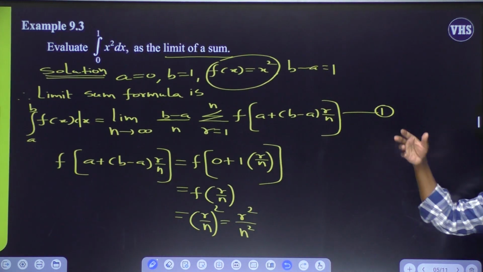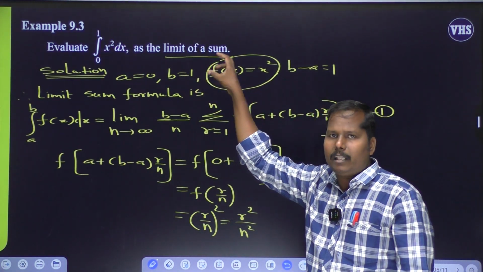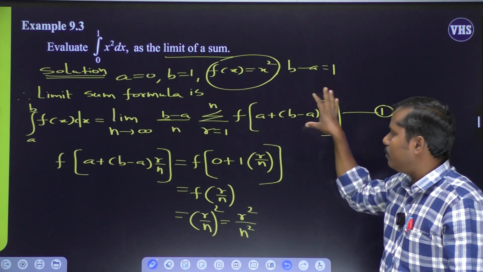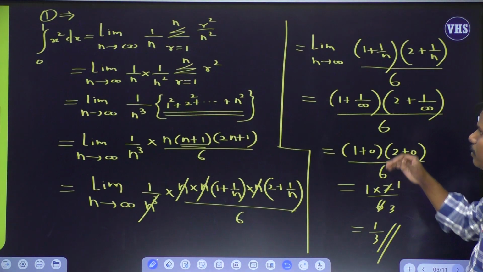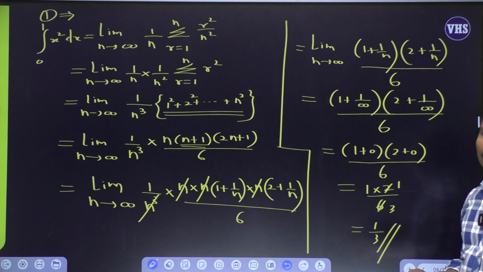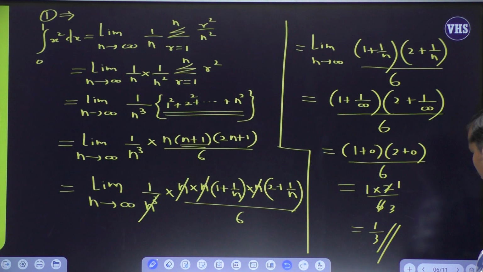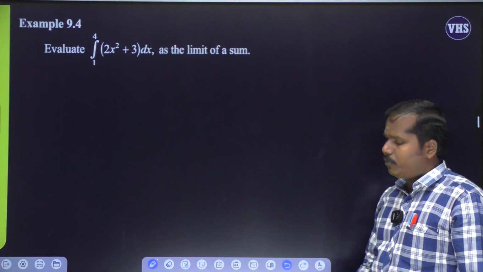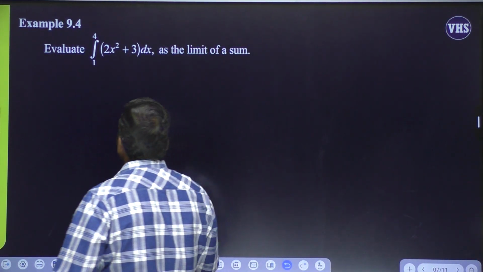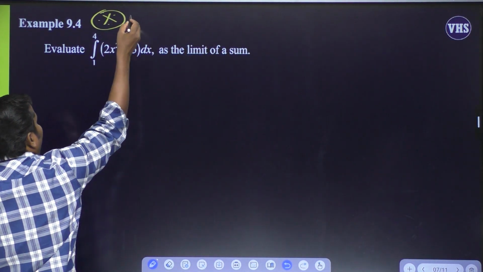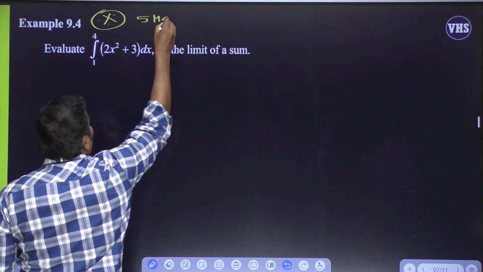So have a glance, as usual: gather a, gather b, gather f of x, write the formula, obtain the answer for this, then go for the substitution and simplify carefully, and you are getting the answer. I hope you understand this problem. Now it's time to go for another sum. Have a look at example 9.4. It's a 5-mark question, a lengthy and important sum. You may expect this sum in a 5-mark section.